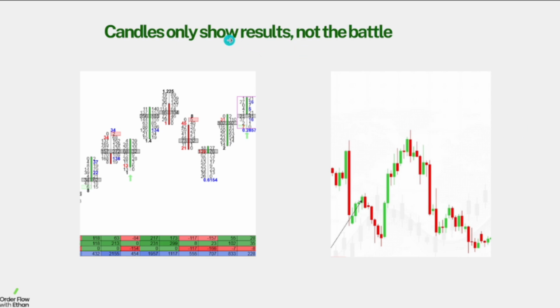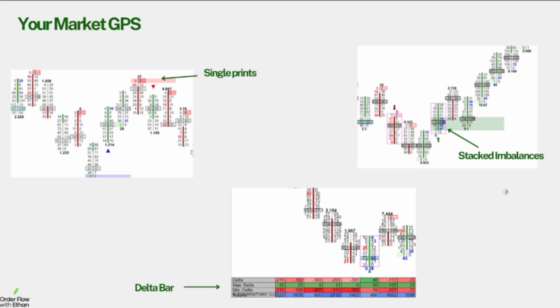Candles only show the result, but not the battle. What exactly happened? I want to get to know why the price went up and why it went down. And this is something you can only find in footprint charts, but not in your traditional chart. So what's your market GPS? We have a lot of them, but these are just the ones I can tell you about. But there is a lot of stuff.